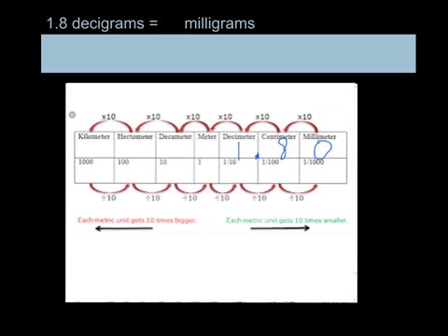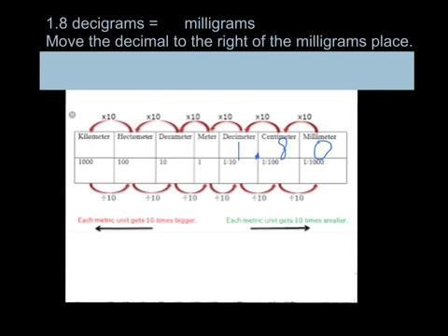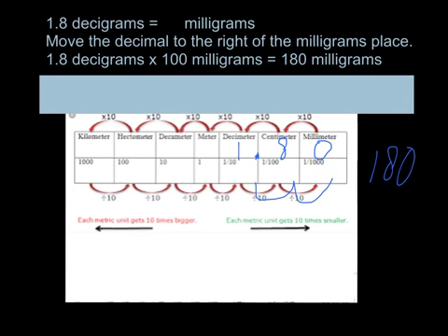For our next problem, we are going to convert 1 8/10 decigrams into milligrams. This time we are converting from a larger unit to a smaller unit. A decigram is 100 times greater than a milligram. One method is to move the decimal to the right of the milligrams place, 1, 2, to show a value of 180 milligrams. The other way is to multiply 1 8/10 decigrams by 100 milligrams in a decigram to equal 180 milligrams.